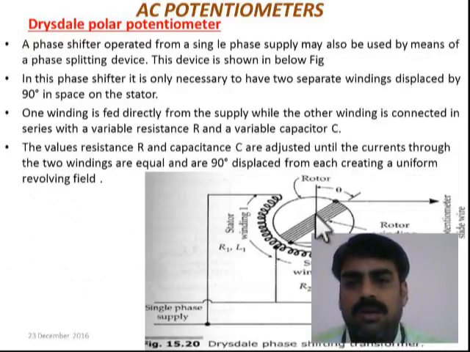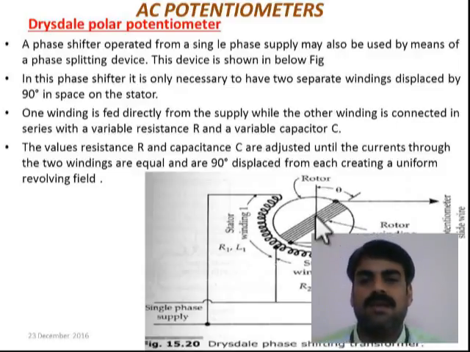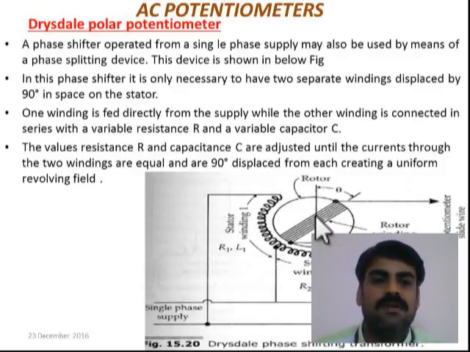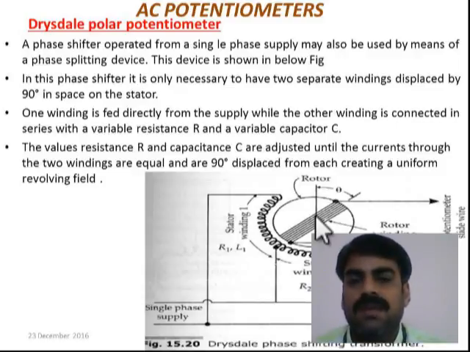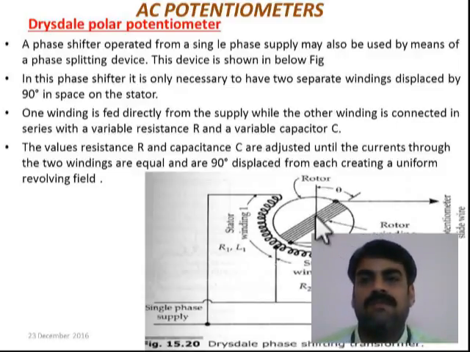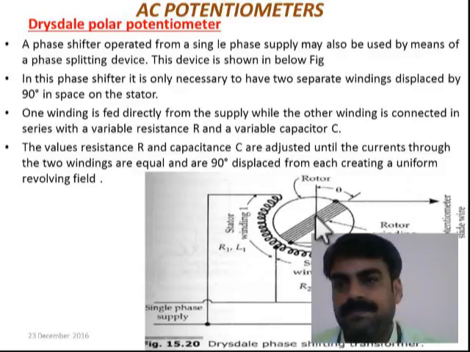From the rotor, on top of this there will be a pointer. So the pointer will indicate the phase angle of the unknown EMF. Similarly, there will be another apparatus, that is the slide wire arrangement. From the slide wire arrangement, we will be able to measure the magnitude of the unknown EMF.